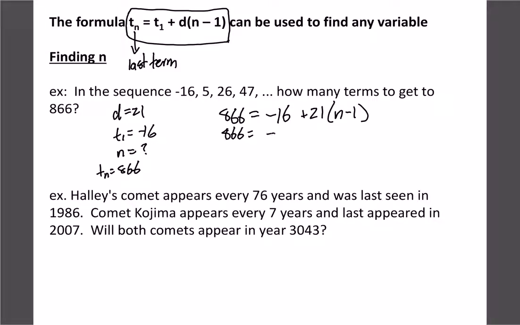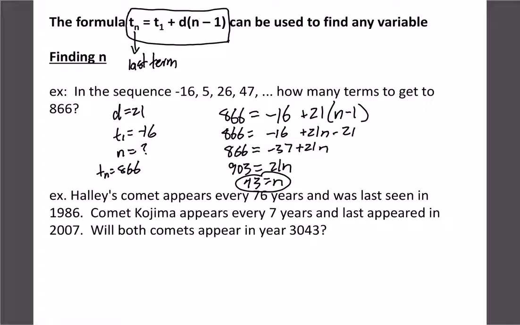So we did a question kind of like this before. When you multiply the 21 out, then you want to combine your like terms. We'd have 866 is negative 37 plus 21N. Add 37 to both sides. 866 plus 37 is 903. So we have 903 equals 21N. Divide by 21, and we have N of 43. So that means if we kept going in this sequence, the 43rd number would be 866.